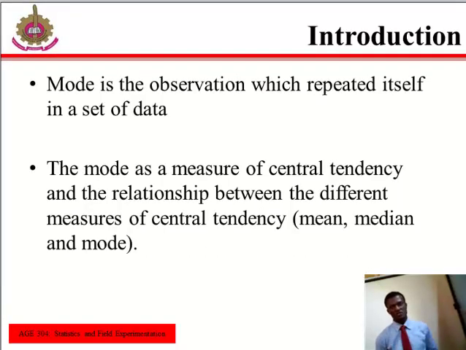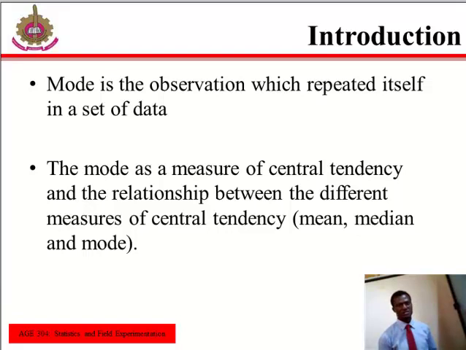Mode. Introduction. In the previous study sections, you have learned how to measure central tendency of mean and median as peculiar to grouped and ungrouped data. Now in this study section, the measure of central tendency to be considered is the mode specifically. And mode is the observation which repeats itself in a set of data.